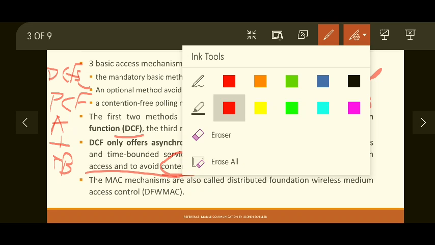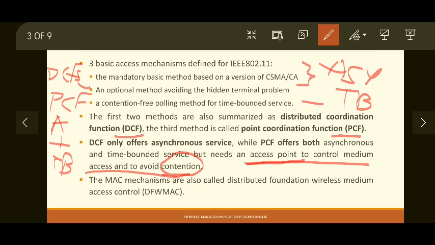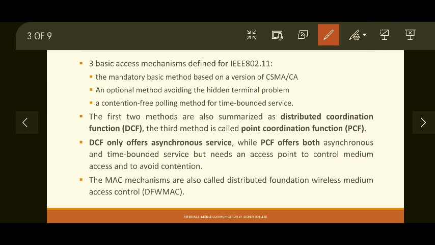So these are the functions in the wireless LAN MAC layer, and these are the services provided by these functions. The MAC mechanisms are technically called DFWMAC, that is distributed foundation wireless medium access. That is the full form of DFWMAC. From now onwards we will use this terminology for mentioning each and every mechanism.